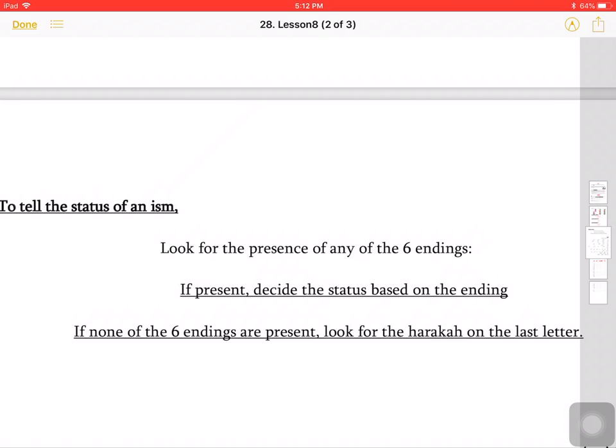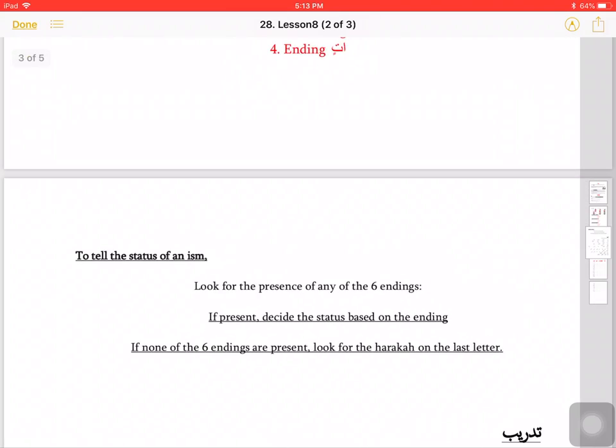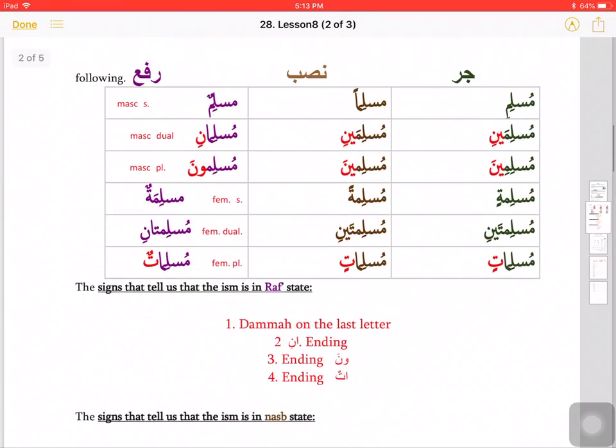But if my word does not have any of these 6 endings, then how do I know what is the status of the ism? Then I look at the last letter. If it has a fatha, then it is nasb. If it has a kasra, the ism is jar, hala. If it has a dhamma, the ism is in raf, hala. So this is how I tell the hala of the ism.